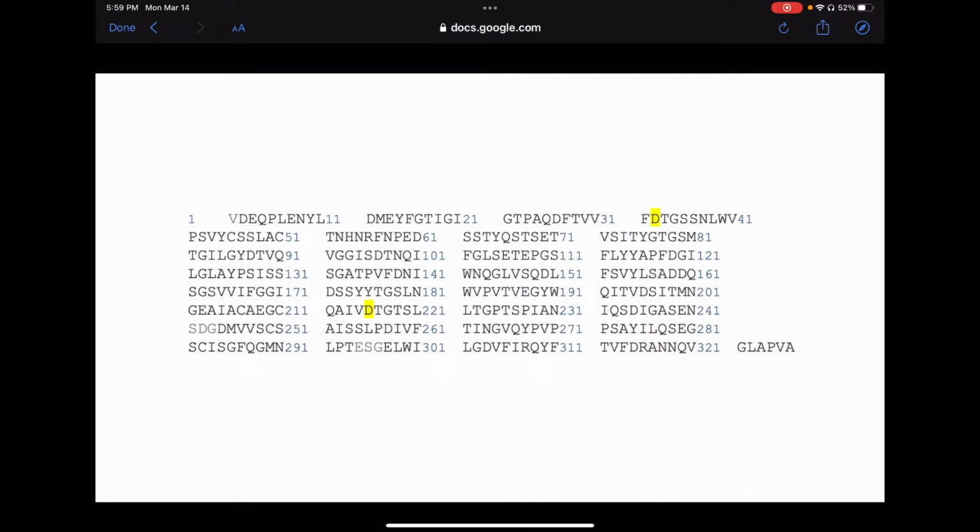Pepsin is one subunit that consists of 326 amino acids. Highlighted in yellow are two important amino acids. The interaction between aspartate 32 and aspartate 215 leads to the formation of the active site.